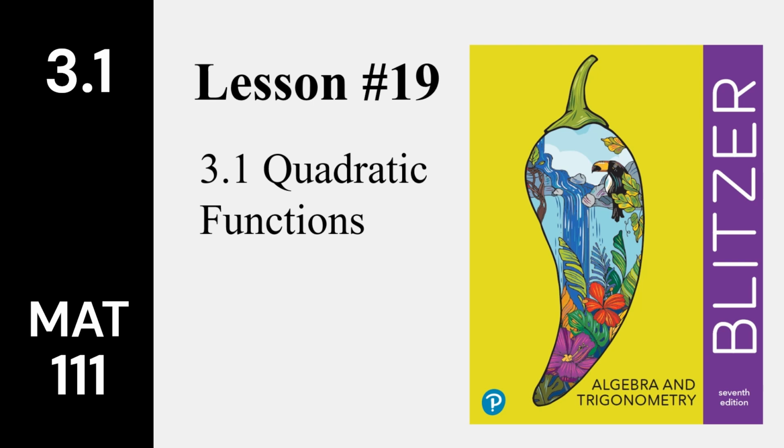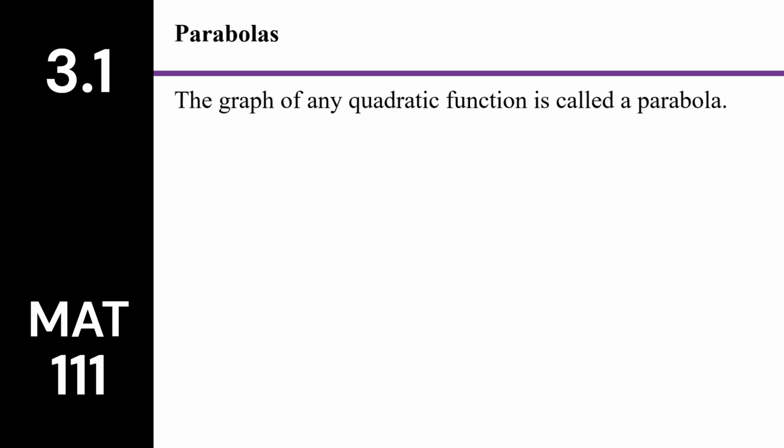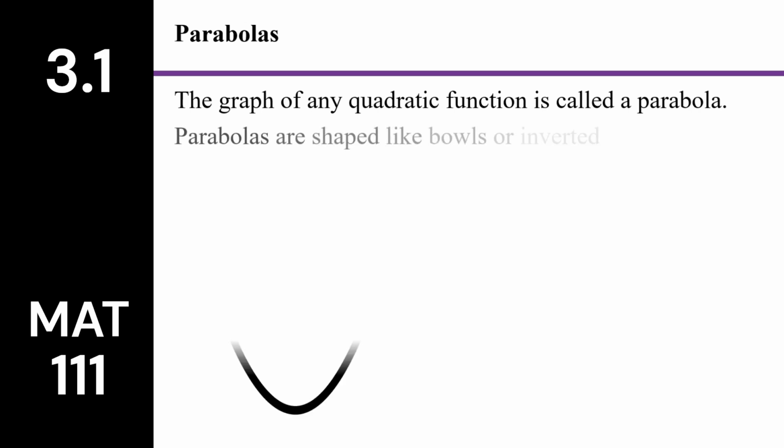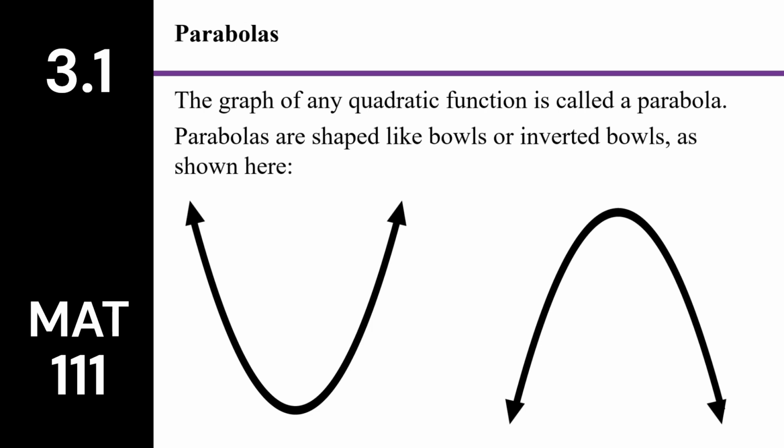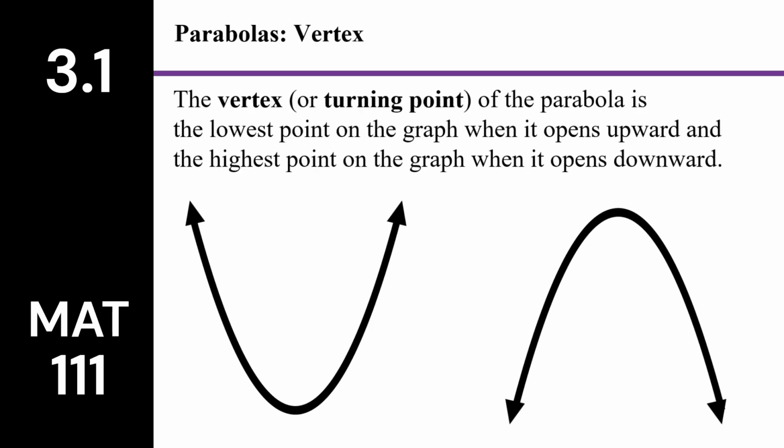Section 3.1, Quadratic Functions. The graph of any quadratic function is called a parabola. Parabolas are shaped like bowls or inverted bowls, as shown here. The vertex or turning point of the parabola is the lowest point on the graph when it opens upward, and it's the highest point on the graph when it opens downward.